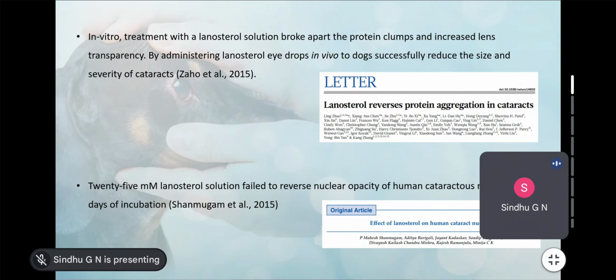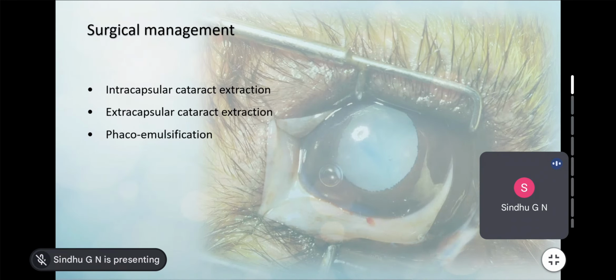Then comes the surgical management, which is the gold standard for cataract treatment. We can go for either intracapsular cataract extraction, removing the cataract along with the capsule, or extracapsular extraction, leaving the capsule there and removing the cataractous lens alone. Phacoemulsification is a modification of this extracapsular cataract extraction. We make an opening on the capsule, put the phaco probe inside, dissolve the lens material and aspirate it, and the lens capsule will remain there. We can either put an artificial lens or leave it as such.